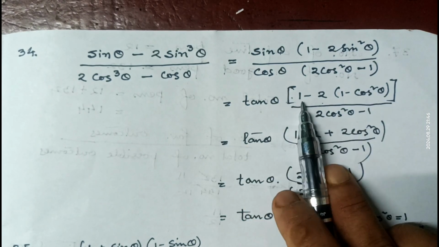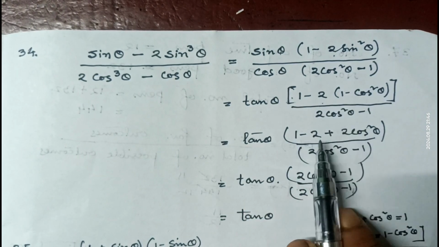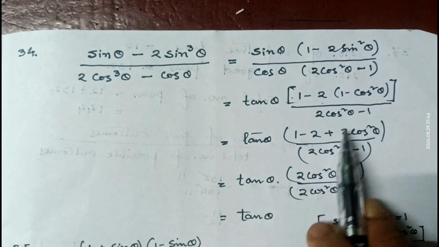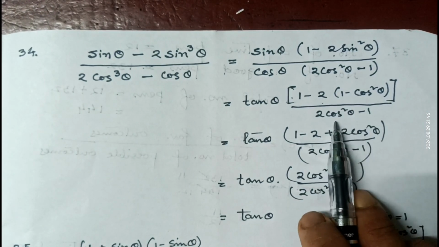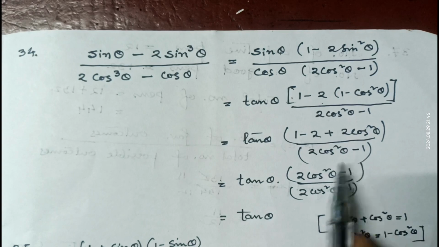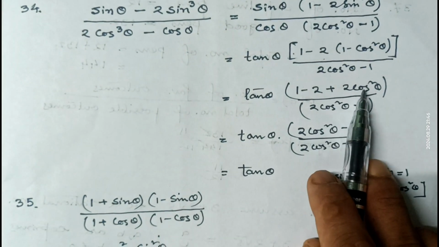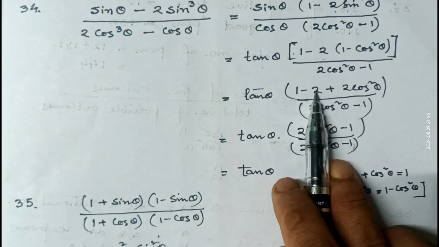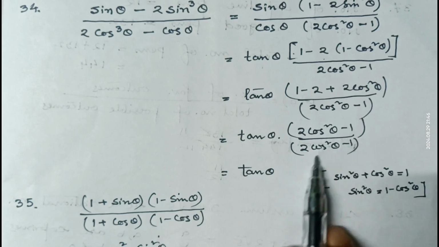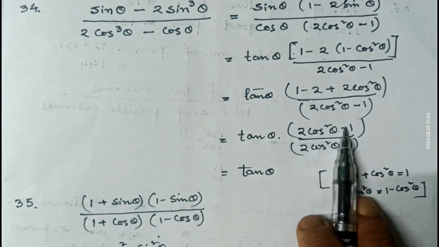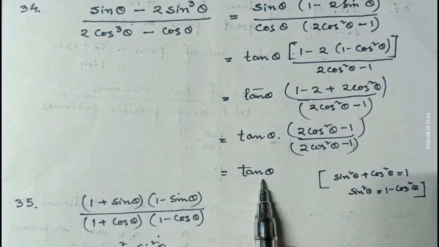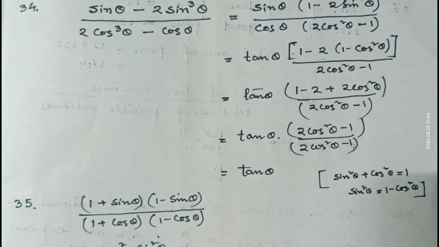So tan theta into (1 minus 2 plus 2 cos square theta) divided by (2 cos square theta minus 1). So tan theta, here it will be 2 cos square theta, 1 minus 2 is minus 1, by 2 cos square theta minus 1. Same term, so this can be cancelled. So we are left with tan theta, which is the required right hand side.